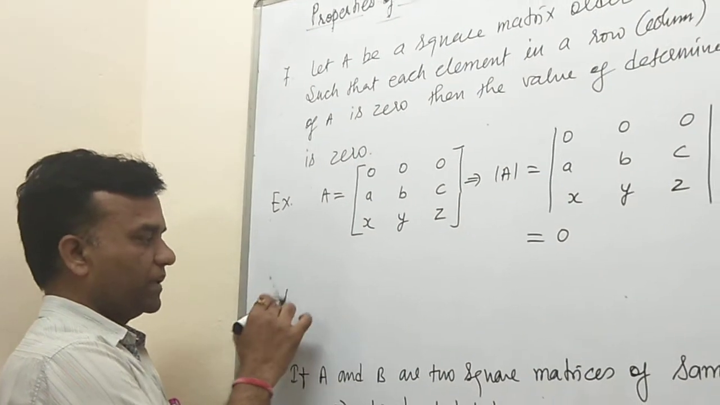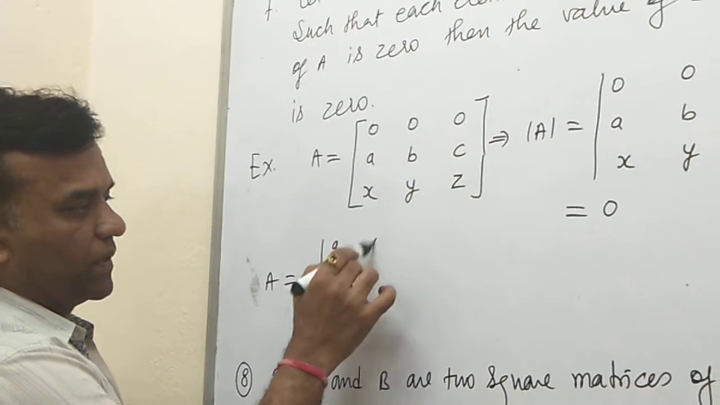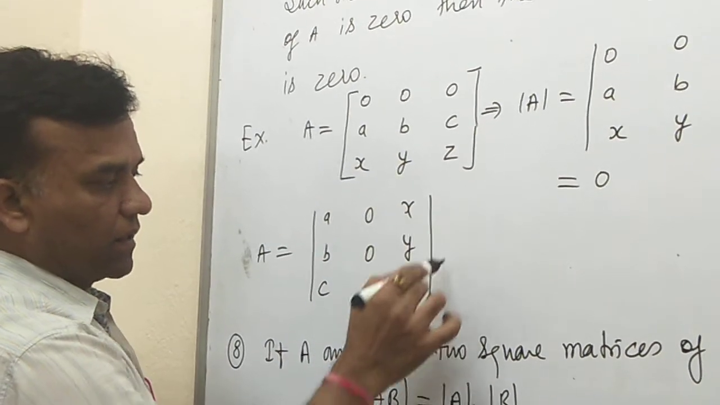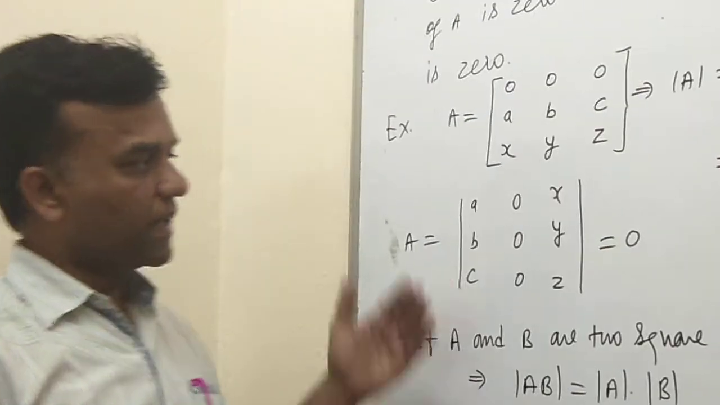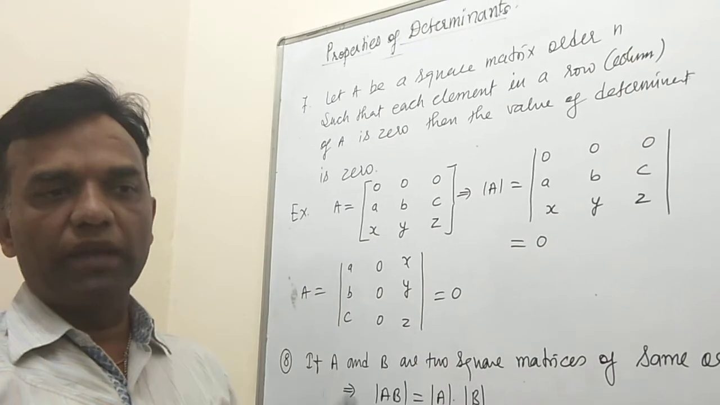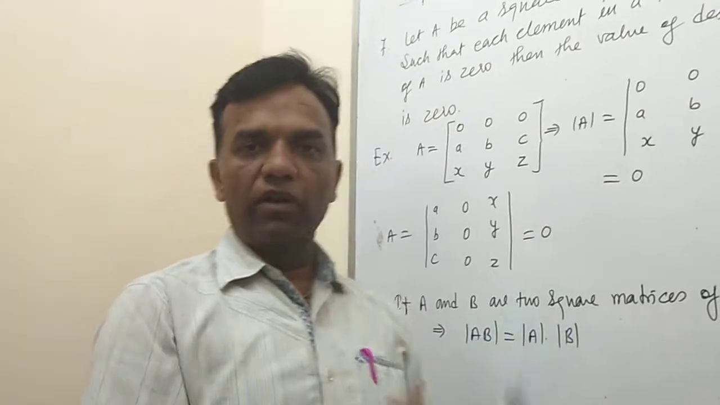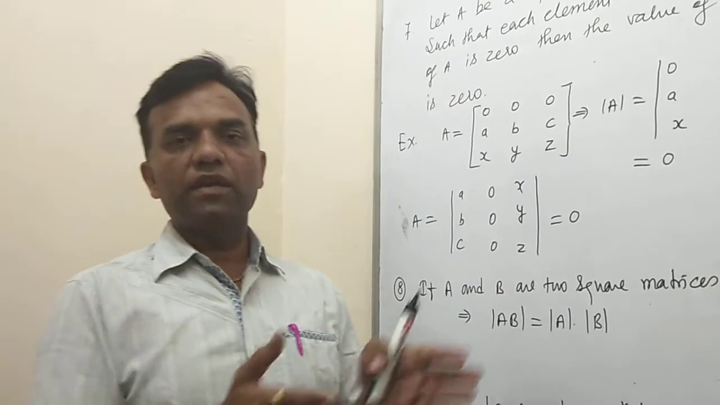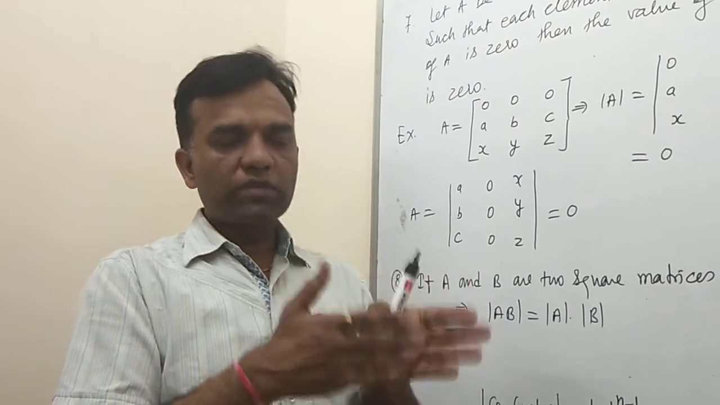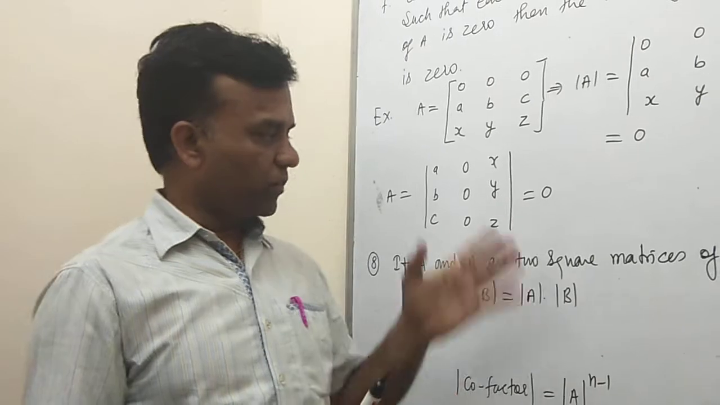Maybe another example: suppose A, B, C in the first column, 0, 0, 0 in the second column, and X, Y, Z in the third. Then ultimately again you put 0. So one thing is important: if any one row has all elements 0, or any one column has all elements 0, it does not depend on whether it is the first column or first row, it depends on which column has all elements 0. Ultimately, without solving, you write down 0 there according to the property.